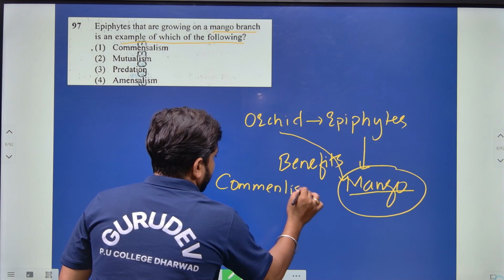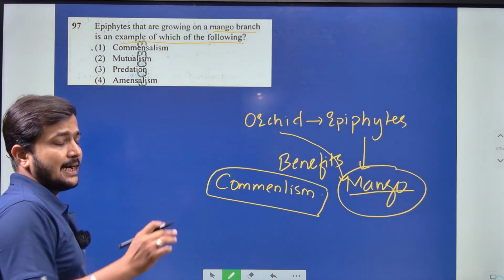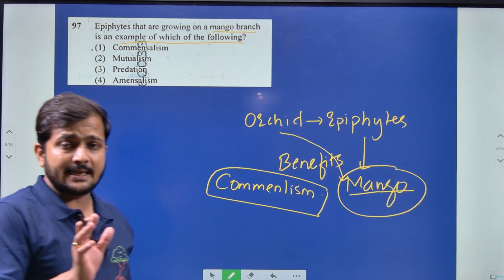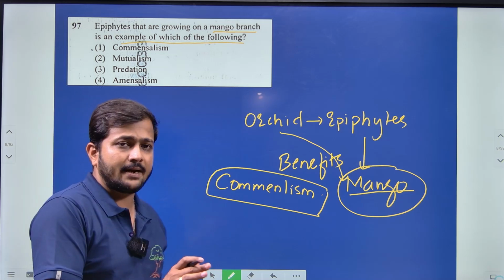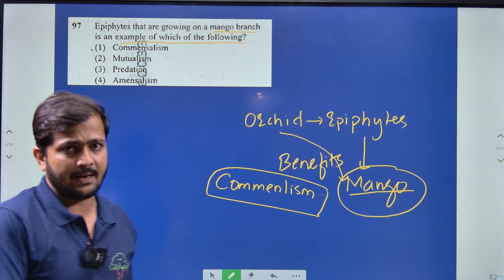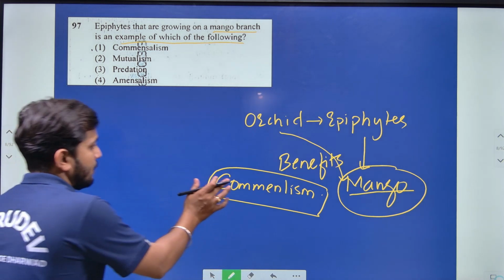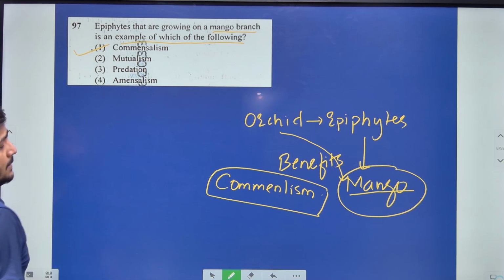This type of interaction is known as commensalism, where it is an interaction between two different species. One is benefited, and the other is neither harmed nor benefited, right? That is what we call commensalism. So here the answer is commensalism.